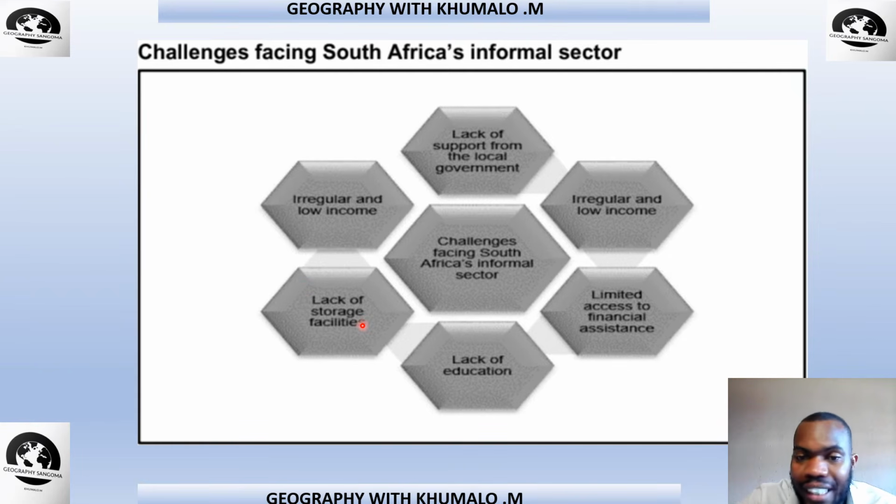Lack of storage facilities is one of the challenges faced by the informal sector. Government does not skill them. When you go back to lack of education, there are no skills development programs to assist the informal business owners. Then irregular and low income, we have talked about that. It's just a repetition of what I have said.